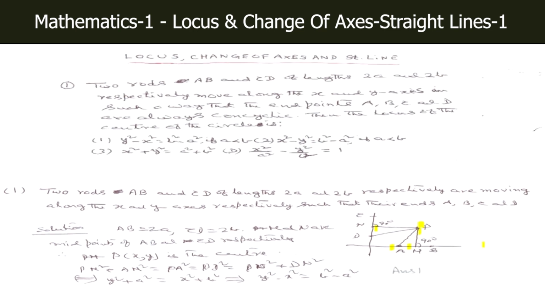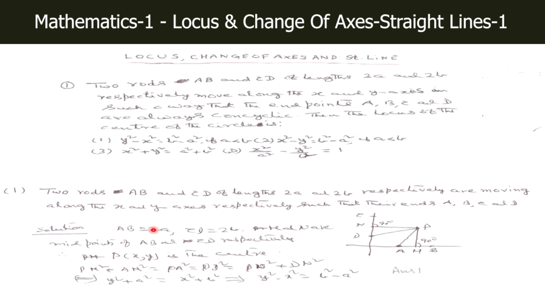Problem number 1. Two rods AB and CD of lengths 2a and 2b respectively move along the x and y axis in such a way that the endpoints A, B, C and D are always concyclic. Then the locus of the center of the circle is: 1, y square minus x square is equal to b square minus a square if a less than b; 2, x square minus y square is equal to b square minus a square if a less than b; 3, x square plus y square is equal to a square plus b square; and 4, x square by a square minus y square by b square is equal to 1.